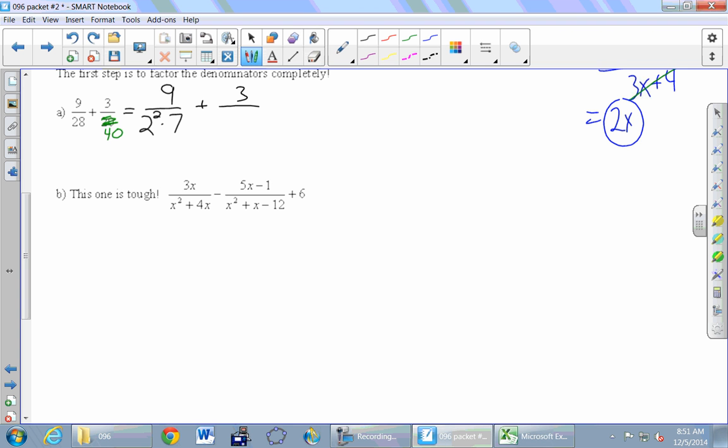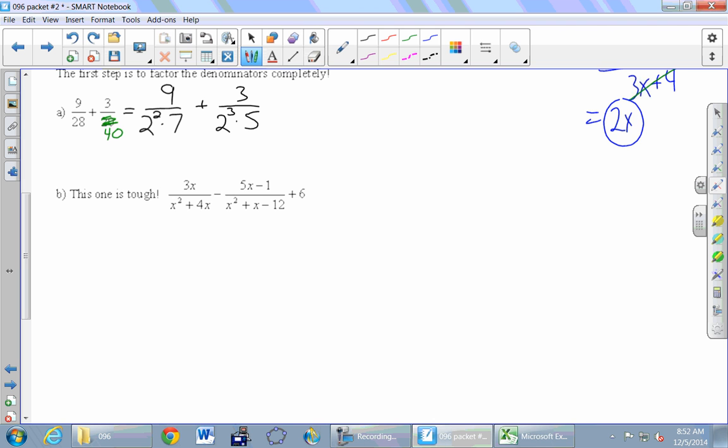Okay, so what are the factors of 40? So 2 squared and another 2 and a 5, right? 2 times 2 times 2 times 5. Yes, that's 40. Okay, so we're going to write that as 2 to the 3rd times 5. Okay, and now the goal is to build the common denominator.